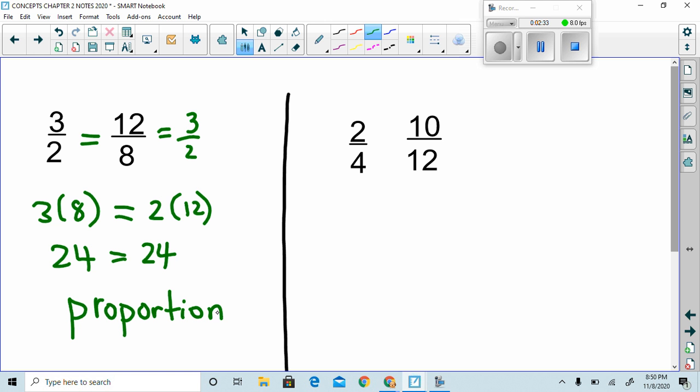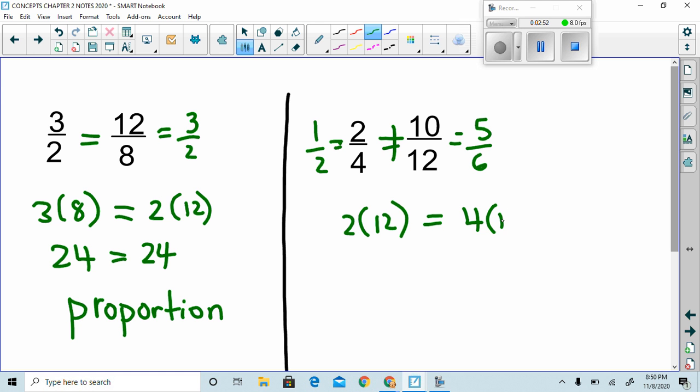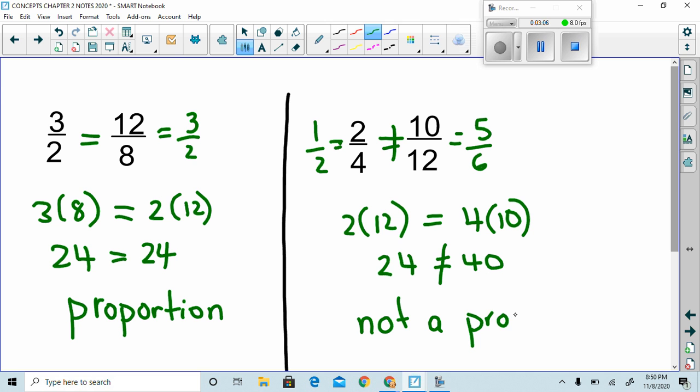One last one before we start not comparing but solving. If I simplify this, and again, you don't have to do both methods, you just choose one. If I divide by 2, I see that this is not a proportion. Cross products, just to prove it to you. 2 times 12 is 24, and 4 times 10 is 40. Not a proportion.